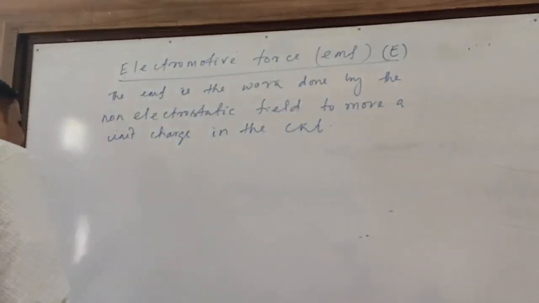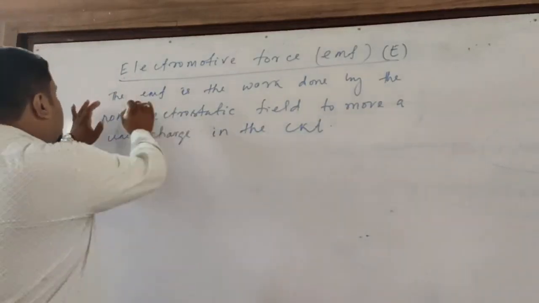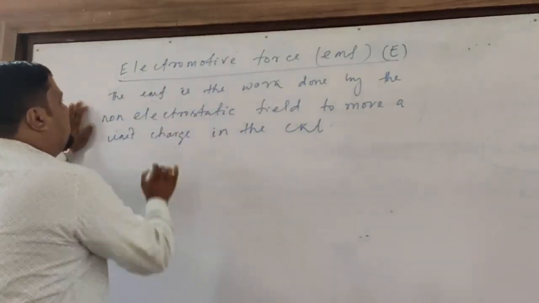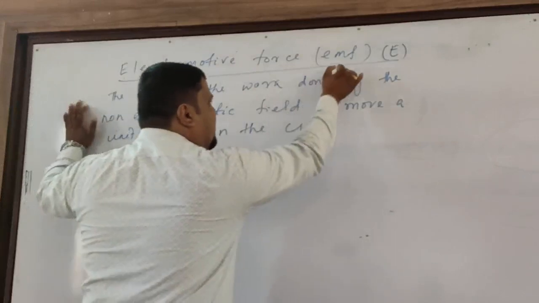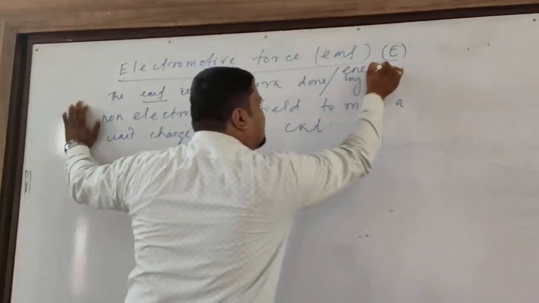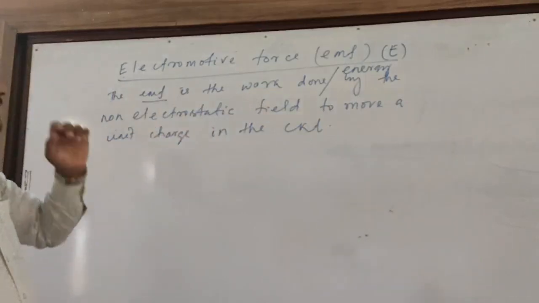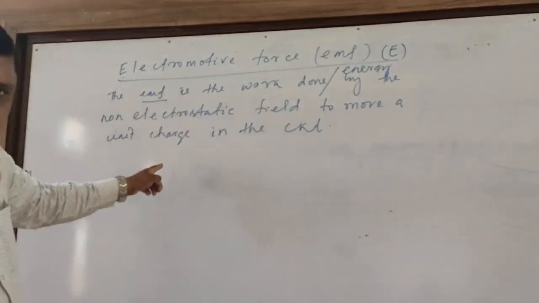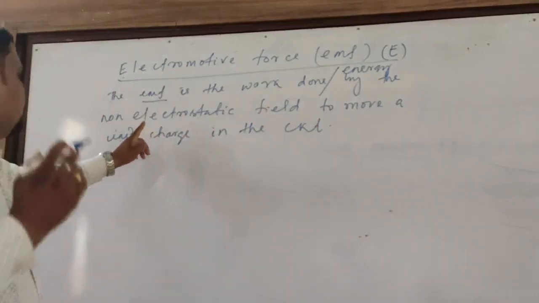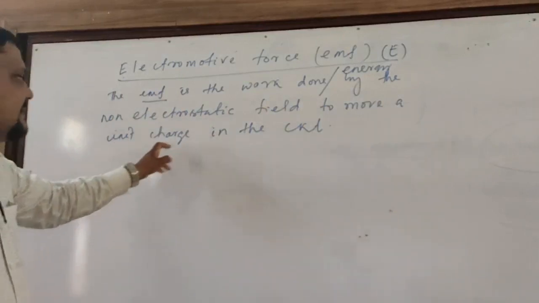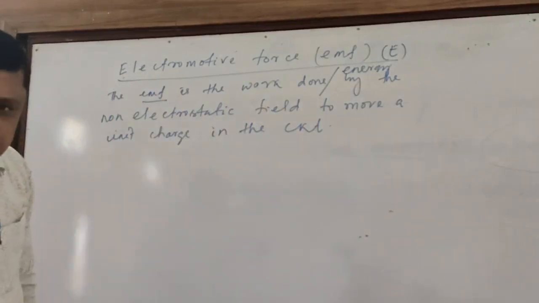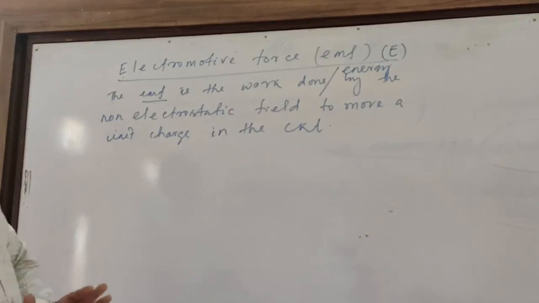So, this gives you the definition of work done. Now, this gives you the definition of electromotive force. The EMF is the work done, or the energy, by the non-electrostatic field. Which one is the non-electrostatic field? The electrolyte is the non-electrostatic field, to move a unit charge in the circuit, in a complete cycle. So, this gives you the definition of electromotive force.